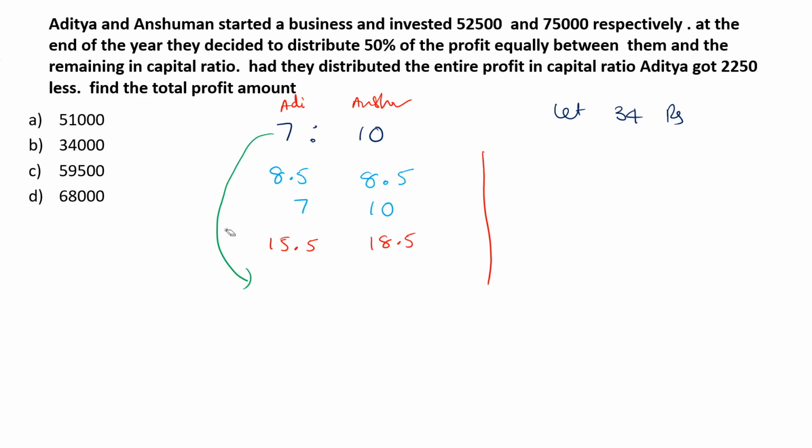If they had distributed the total profit according to their capital ratio, then Aditya would get 14 rupees and Anshu 20 rupees. But the difference between the shares of Aditya in both cases is given as 2250. The difference between 15.5 and 14 is 1.5. The value of 1.5 is 2250, and we need to find the total profit amount, and we have assumed 34 as the total profit.